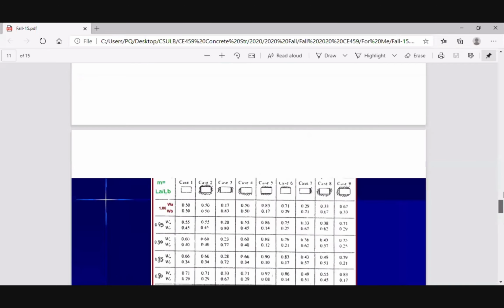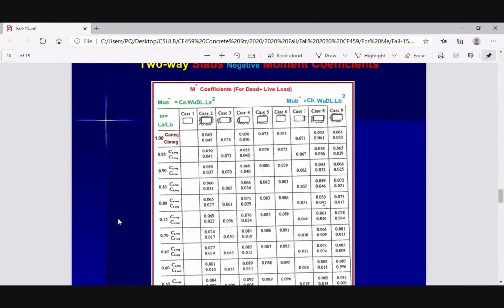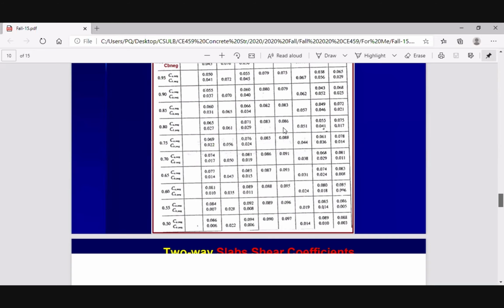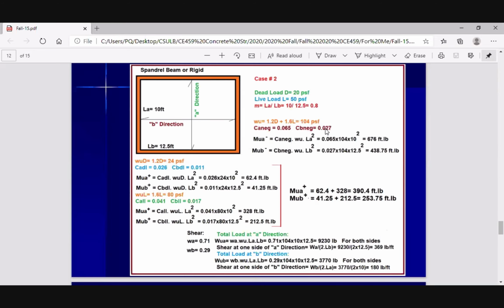That's the moment for the live load. And 0.8, yeah, 0.8. As you can see, CA negative 0.065, CB negative 0.027, okay, 0.065, 0.027, 0.065, 0.027. Those are the numbers that we read. We don't need to consider any negative sign or nothing.